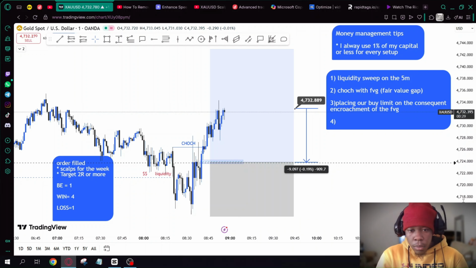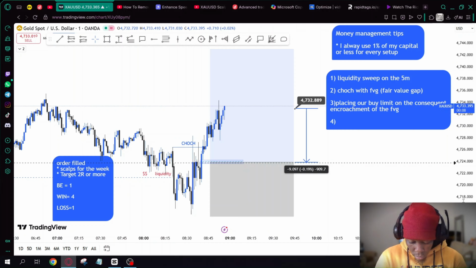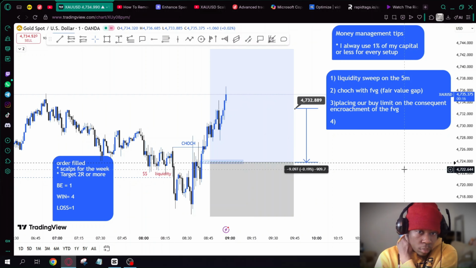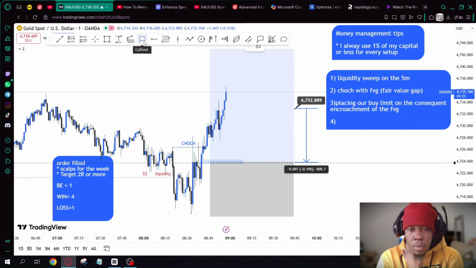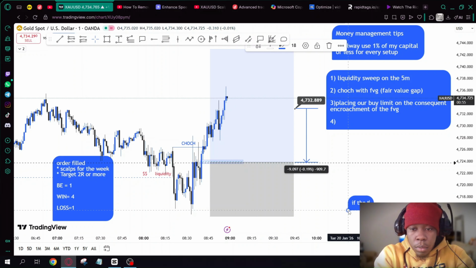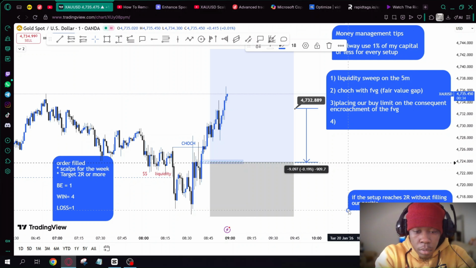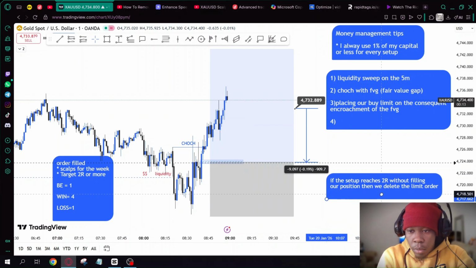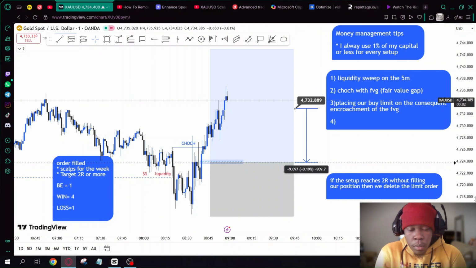Remember guys, risk management is very important. I normally risk 1% of my capital per trade, and I target 2 R. So once we see our change of character and have our fair value gap, all we need to do is place our limit orders at the consequent encroachment of the fair value gap and put our stop loss on the recent low that was formed.